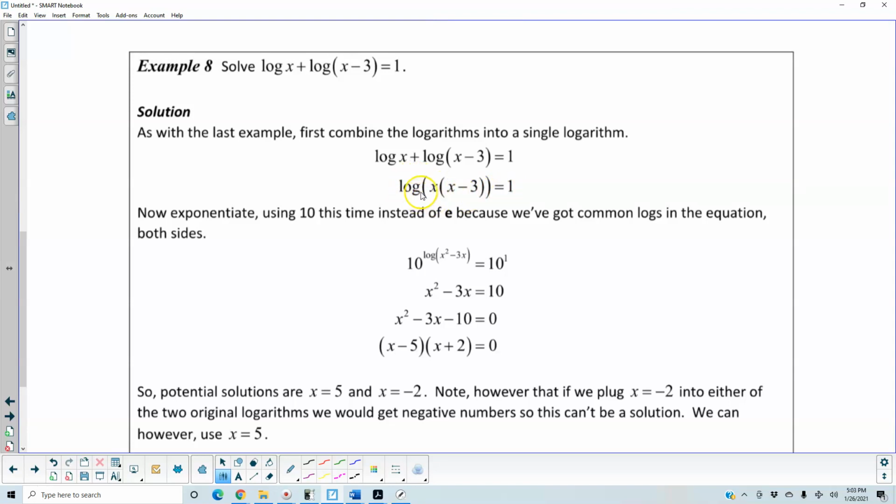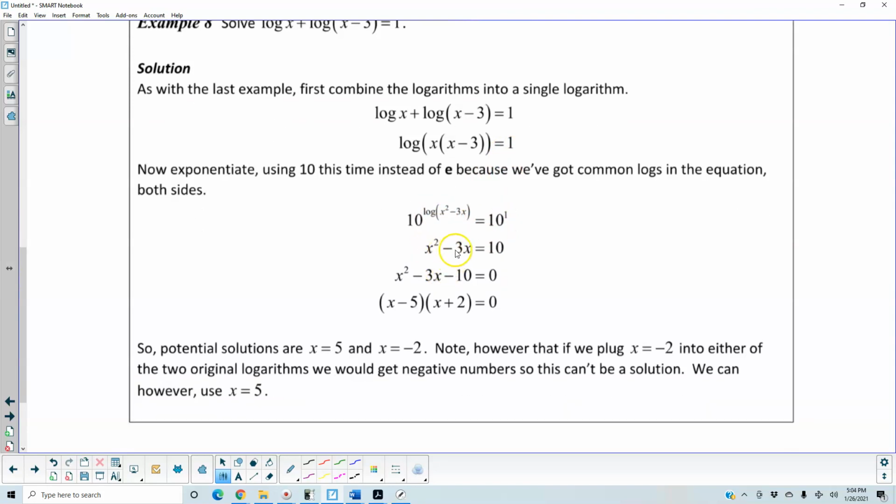Now remember that this is a base of 10, so we're going to exponentiate using 10 this time instead of e, because we've got common logarithms in the equation on both sides. So we're going to get 10 to the log of, distributing the x, x squared minus 3x, and over here we're going to have 10 to the first power. So now this becomes x squared minus 3x, which is equal to 10.